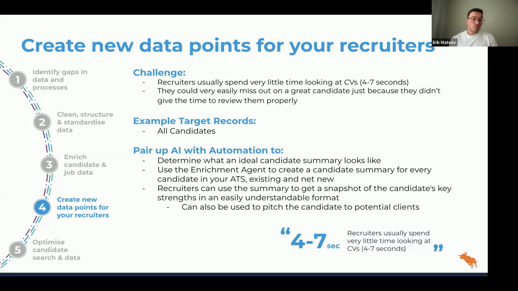So who's an example target group here? This can be pretty much every candidate that you have in your ATS today, including every new candidate that you add moving forward. Because if this AI technology is agentic, it means that it will just keep running in the background and do its own thing without the need for human involvement. So here are the steps to do that.